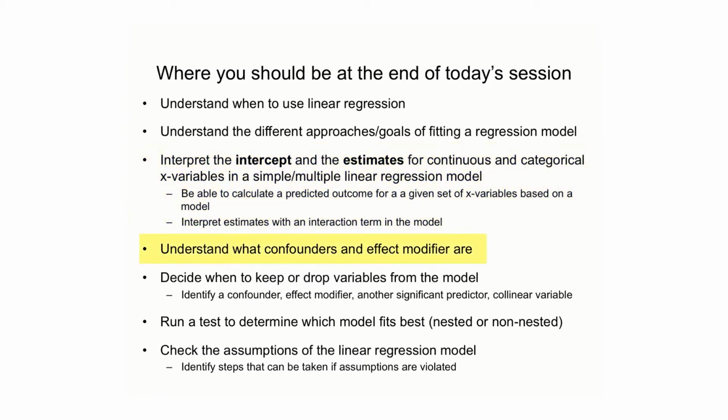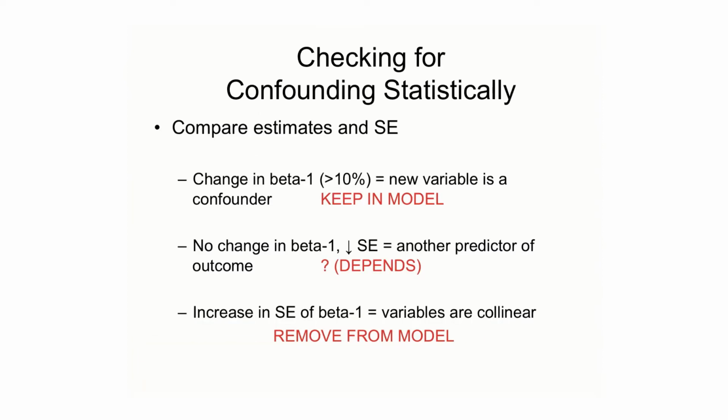At this point, you should also have an understanding of what confounders and effect modifiers are, including theoretically and how to identify these statistically, and how to decide when to keep or drop variables from a model. You should be able to run a test like the partial f-test or AIC to see which model is better, how to check the assumptions for linear regression, and methods for addressing violated assumptions.